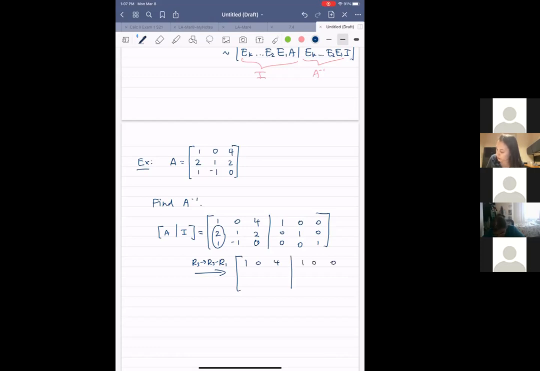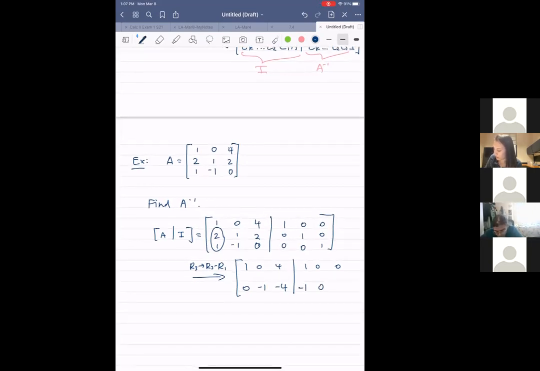So if we do that, we'll get 0 here. Row 3 minus row 1, that's a 0. 0 minus 4 will give us -4. And then 0 minus 1 would give us -1. 0 minus 0 is 0. And lastly, we get 1 minus 0. So that's just 1.